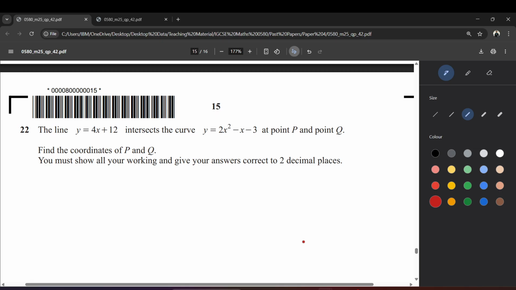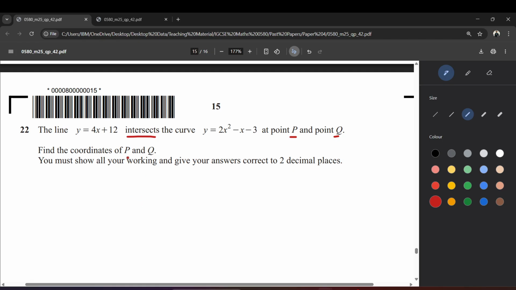Question number 22. The line y equals 4x plus 12 intersects the curve y equals 2x squared minus x minus 3 at points P and Q. Find the coordinates of P and Q. You must show all your working and give your answers correct to 2 decimal places.